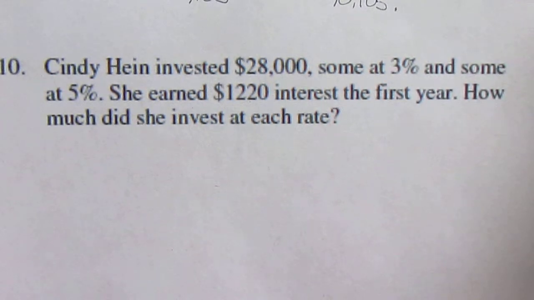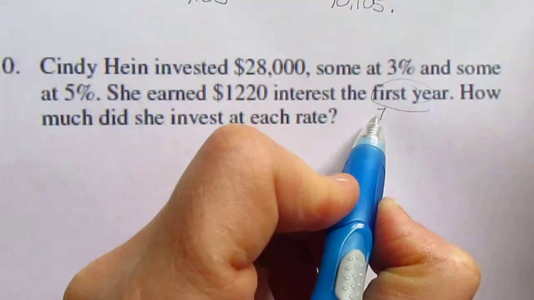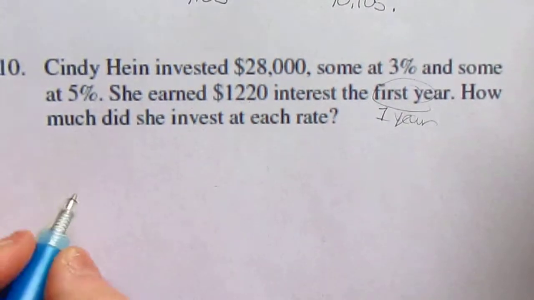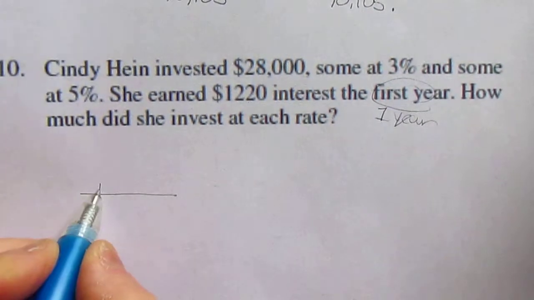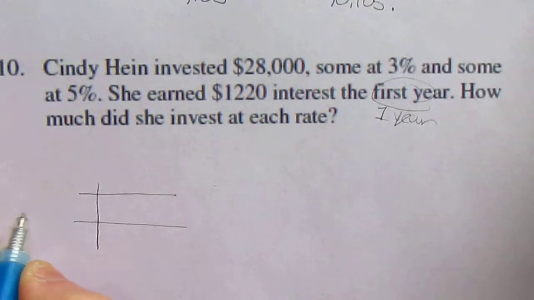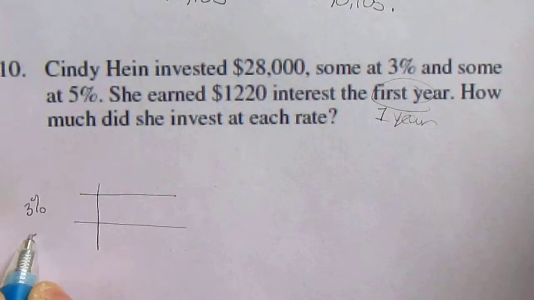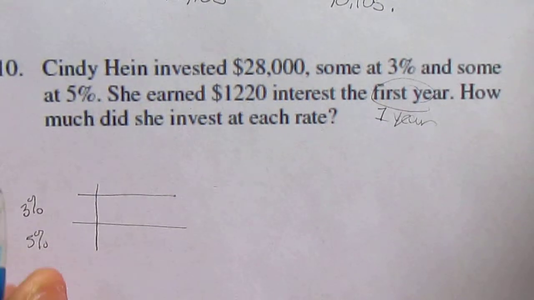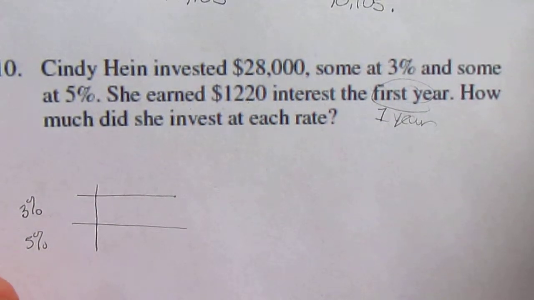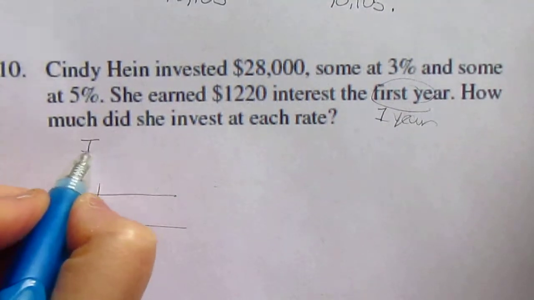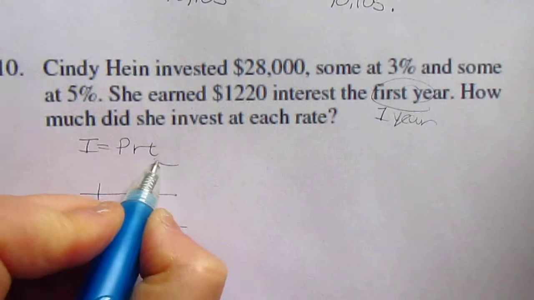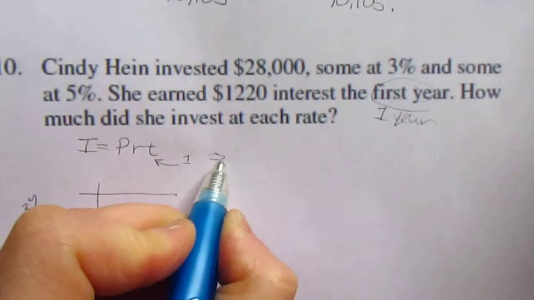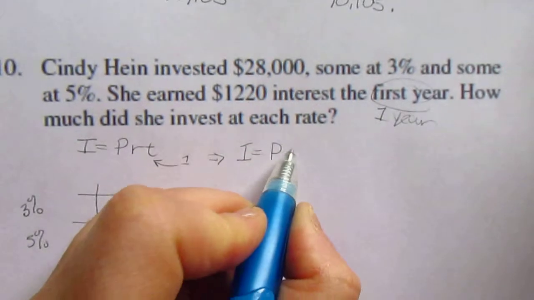Cindy Hine invested $28,000, some at 3% and some at 5%. She earned $12.20 interest the first year. So we're only looking at 1 year. Looks like she is earning some at 3% and some at 5% for a total. So the total interest that she's, let's go back to I equals PRT. In our case, T equals 1. So this actually simplifies to I equals principal times the rate.